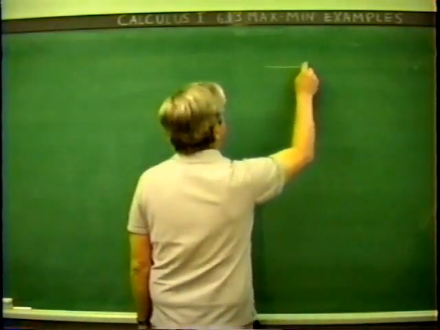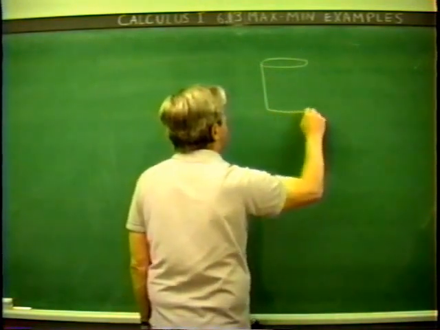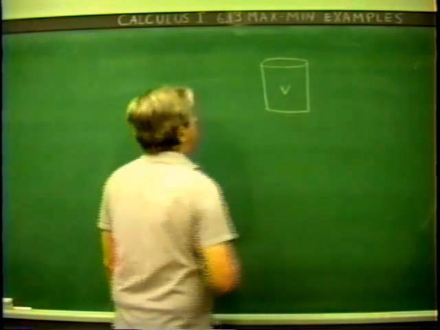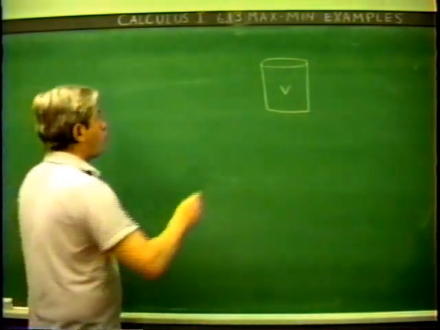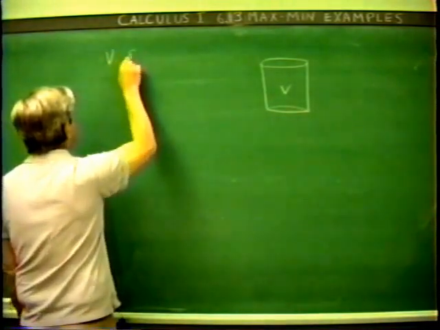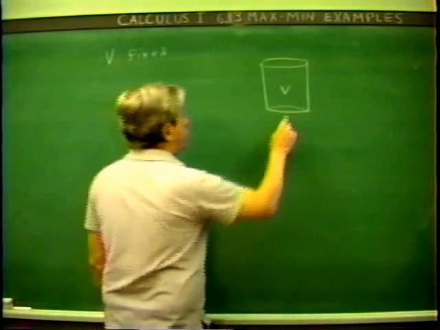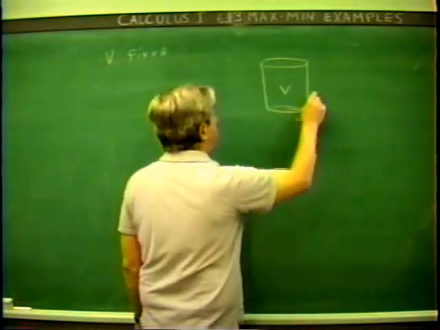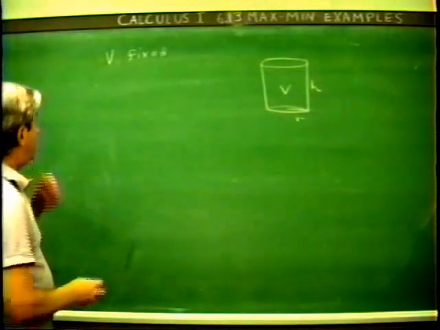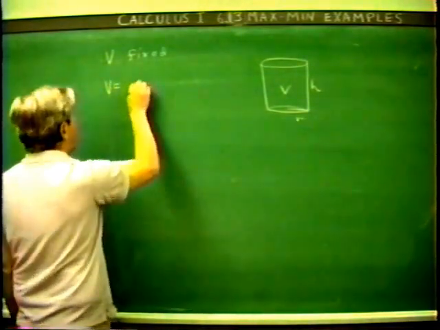All right, another example of a max min problem here is going to be the following. Let's suppose that we wish to make a tin can. We want to make this with a fixed volume V, but with the least amount of materials. So V is fixed, and the question is, what dimension should we make this? What should be the radius of the base, and what should the height be?